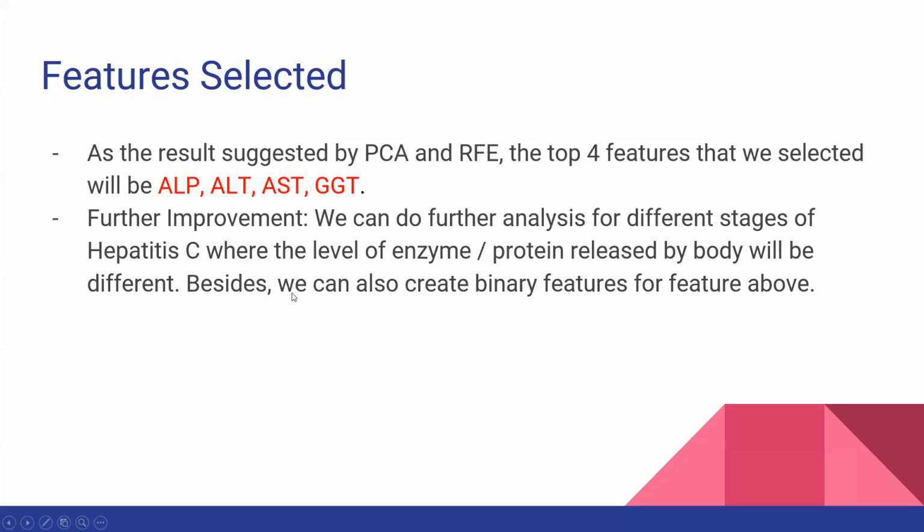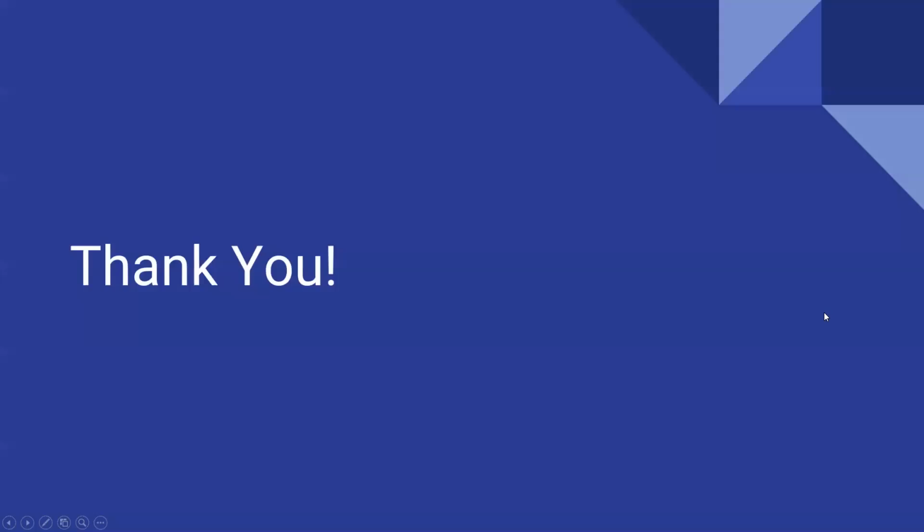Besides that, as shown by the diabetes group just now, their features are actually binary. So from our end, we can also create some binary features: whichever is in normal range, we put it as 0, and the one that is out of normal range, we put it as 1, to build a better model. So that's all from us. Thank you.